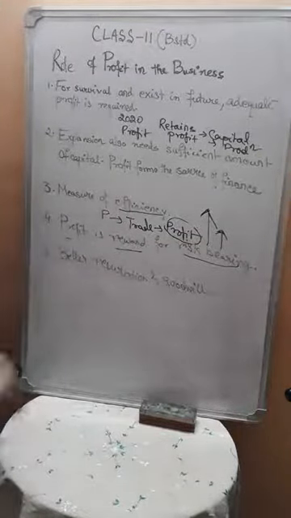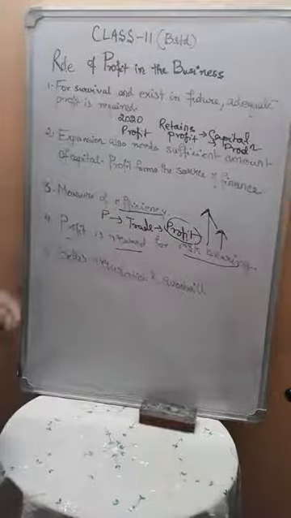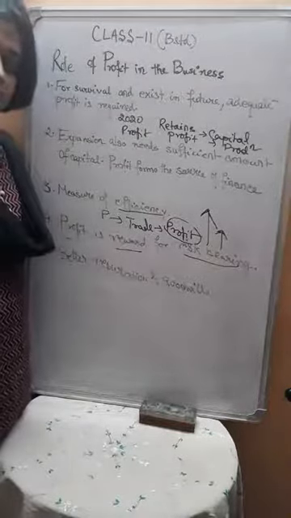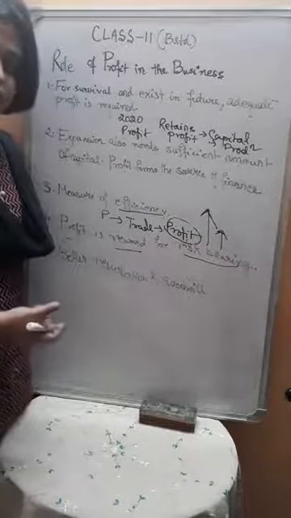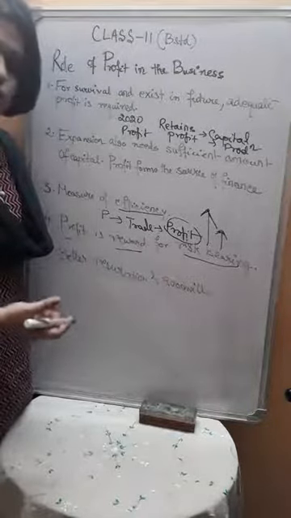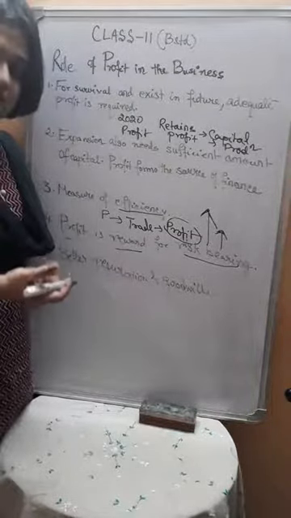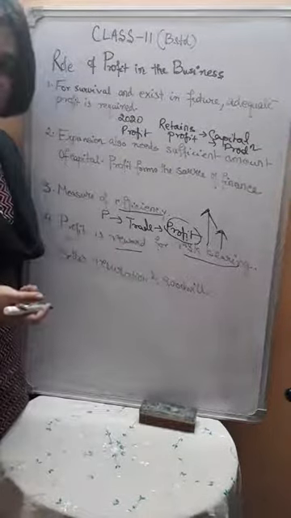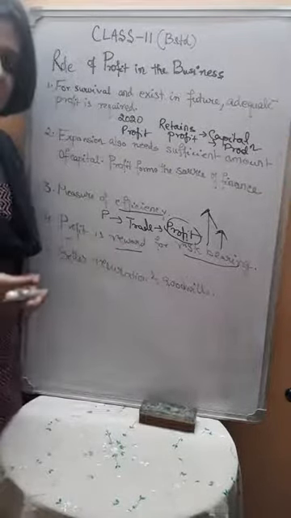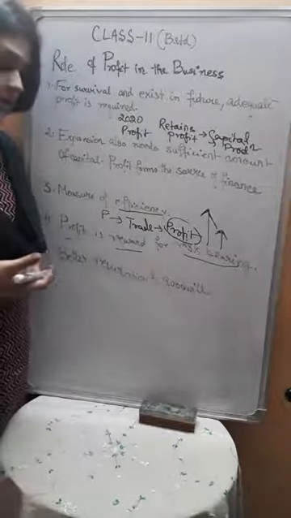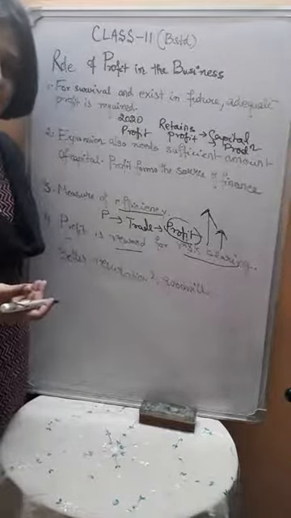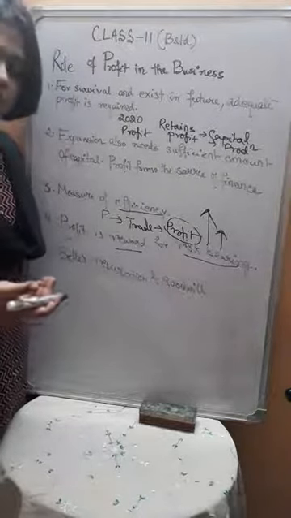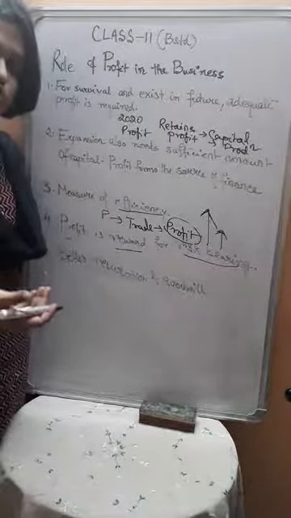Number 5, better reputation and goodwill. A business's reputation or goodwill, or how much customers value its product, how well it is known to the customers, depends on how much profit it earns. Generally, a profit-making business can actually advertise more, can give numerous sales to its customers, because it has already earned a huge profit.